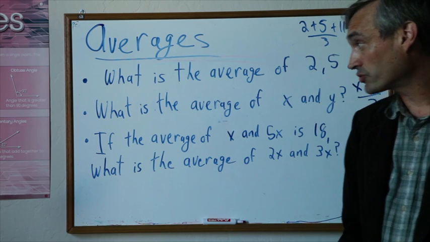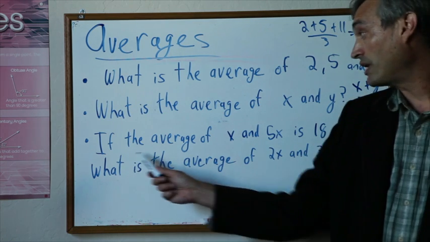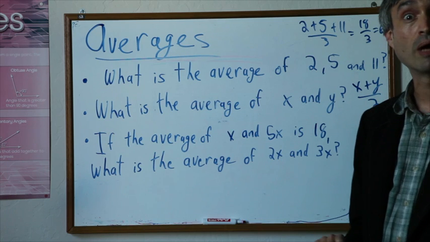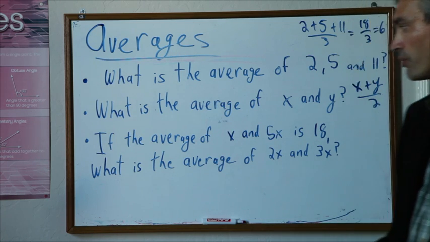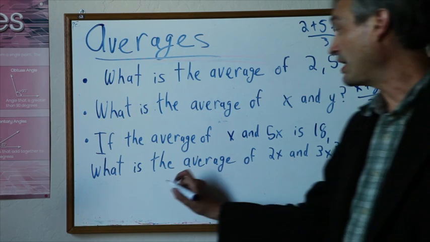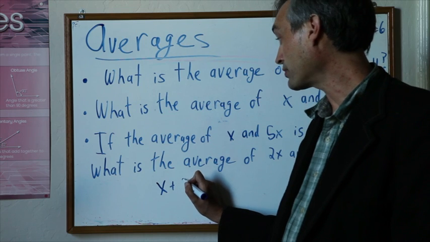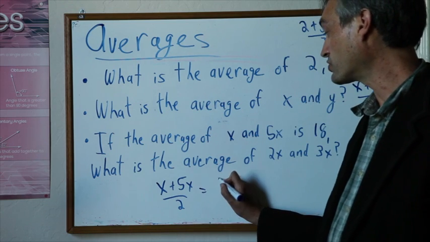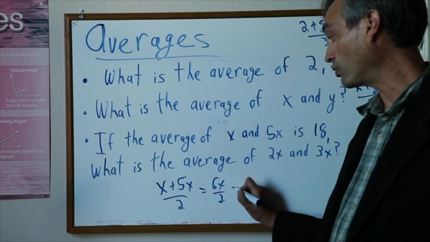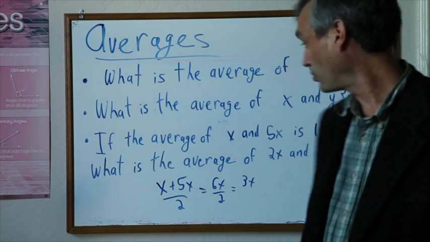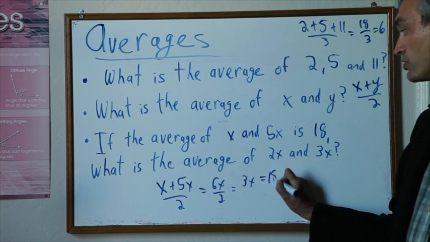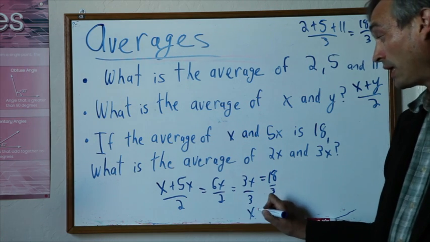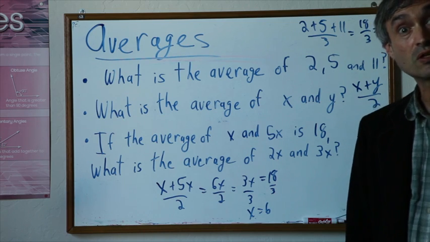A slightly more advanced question might read like this. If the average of x and 5x is 18, what is the average of 2x and 3x? Again, I go to my definition, which says the average of x and 5x would be x plus 5x over 2, or 6x over 2, or 3x. They told me that equaled 18, which meant I could solve it out for x, and I happen to get x equals 6.